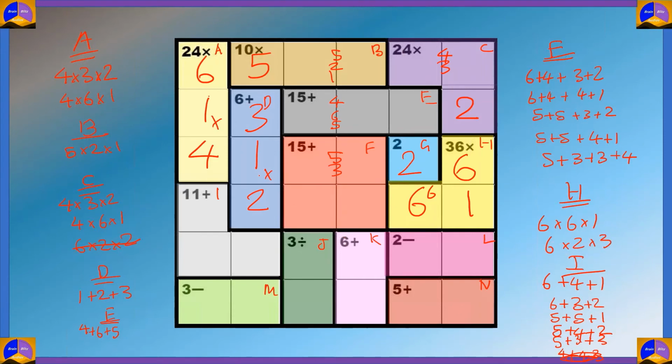Now, let's look at this column. The remaining numbers are 4 and 6. Let's look at this column. The numbers written are 6, 1, 4. Remaining numbers are 2, 3, and 5. Now, 2 can't come here. Either 3 or 5 will come over here.